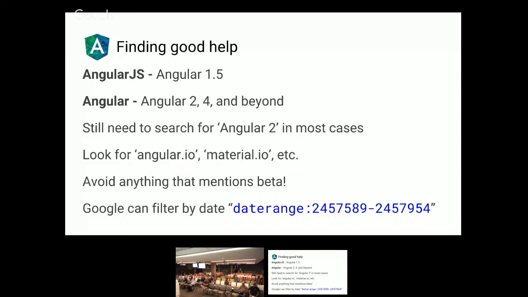However, if you're Googling around for stuff now, you do have to use Angular 2, like Angular 2 data table, whatever. If you see Angular 1.5, Angular 1.6, AngularJS, that's not what we're talking about. The easy way to tell: is it in TypeScript? It's Angular. Is it in JavaScript? It's AngularJS. If you're in the domain angular.io or material.io, you're in the right place.